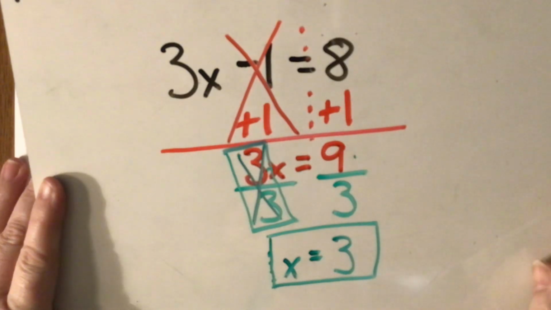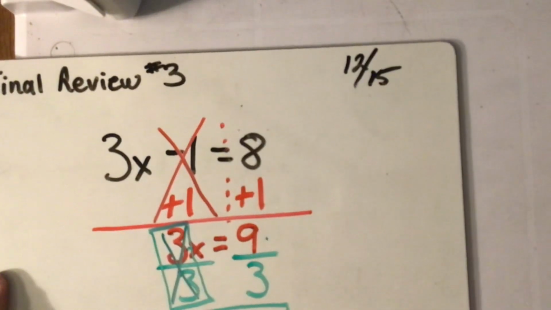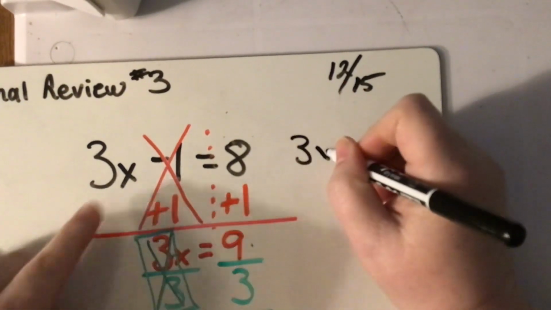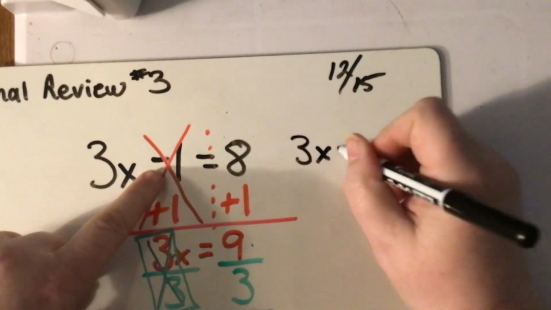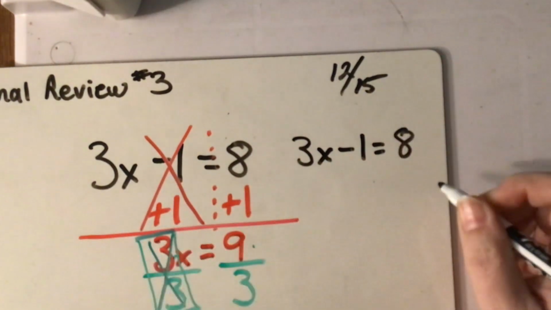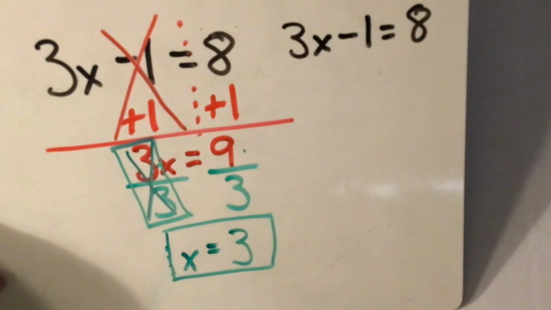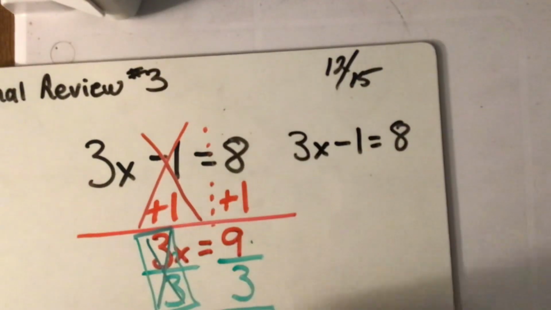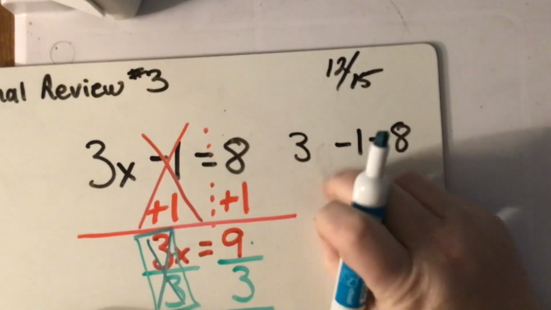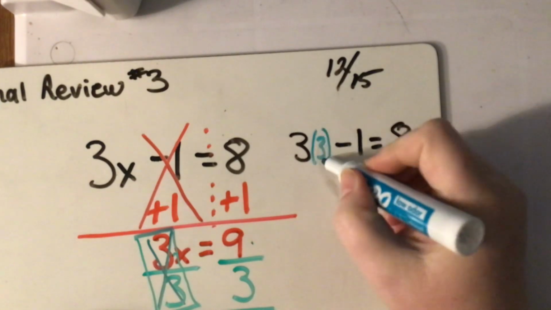But I still have to check. So I'm going to put it back into the original problem. So here we go. 3x minus 1 equals 8. Okay? x equals 3. So I'm going to substitute that 3 in there. Okay? I'm just going to erase that, put my 3 here in parentheses.